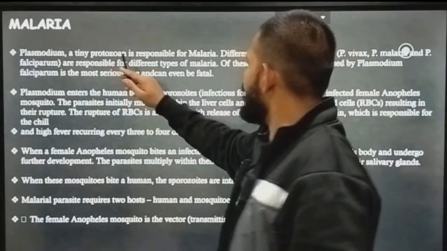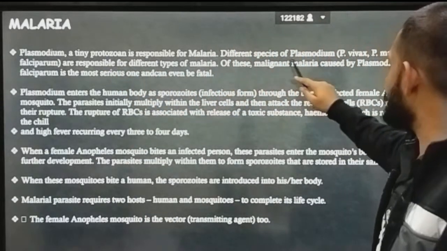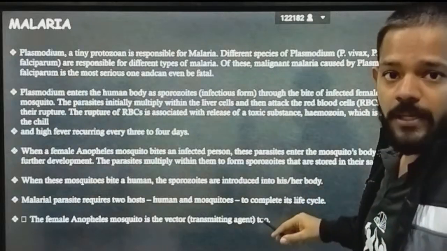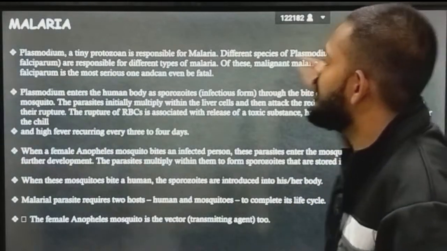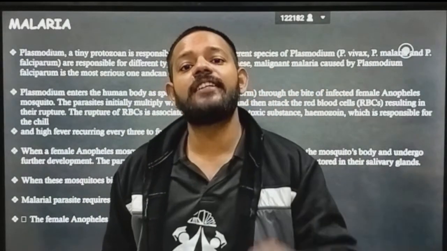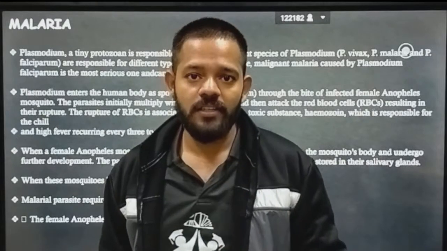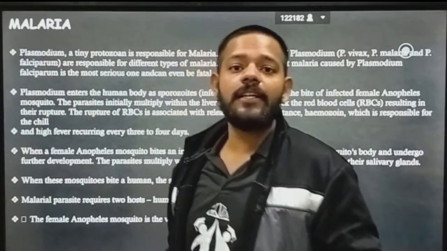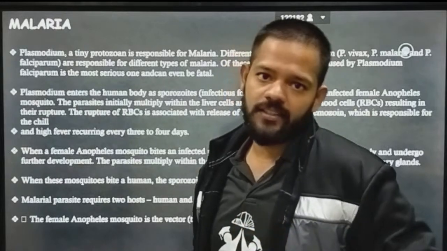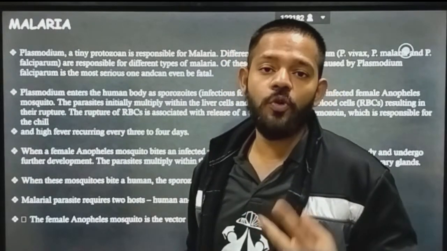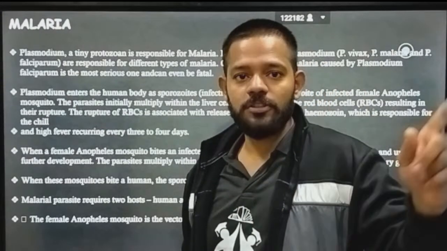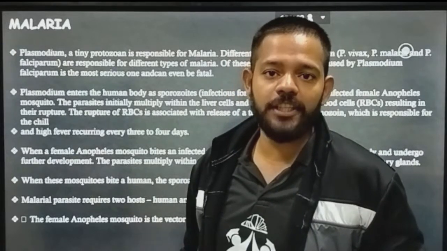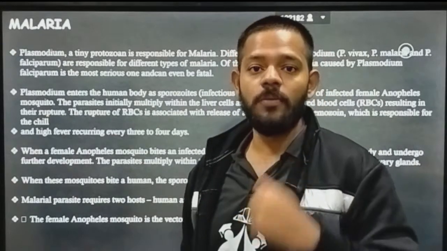So Plasmodium, a tiny protozoan, is responsible for malaria. Different species of Plasmodium, that is Plasmodium vivax, Plasmodium malariae, and Plasmodium falciparum, cause malaria in humans. Plasmodium is digenic. It has two hosts. One is the female Anopheles mosquito, and the second one is the human.